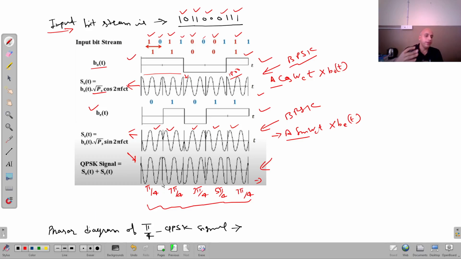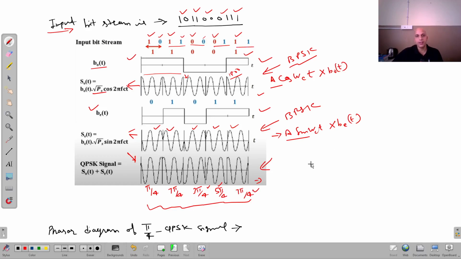symbols or different levels. The first level is 1 0, then we have a 1 1, right? For 1 0, the phase difference is π/4. For 1 1, the phase difference is 7π/4. For 0 0, it is 3π/4, and then for 0 1, it is 5π/4. It is again 1 1, 7π/4.